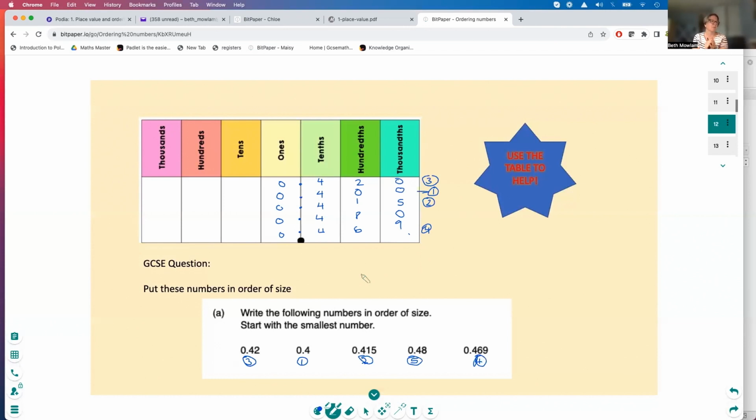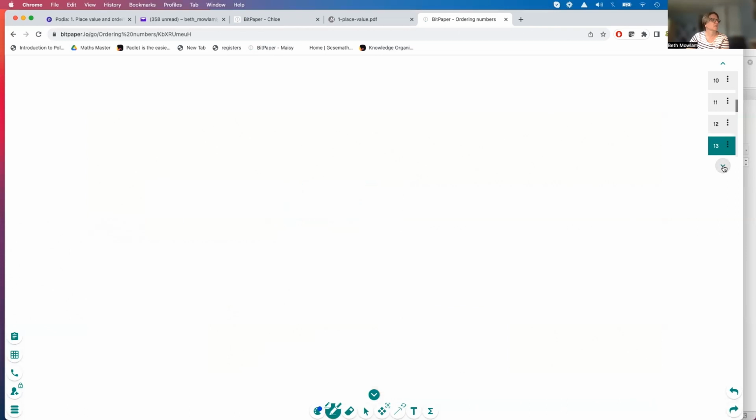Because what I tend to see people do is go, 469 is bigger than 4. Well, actually, that would be 400 if I'd added the zeros. So you've got to make sure you're putting in those extra zeros in order to put them into size.